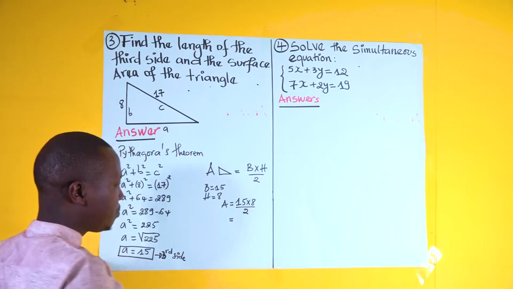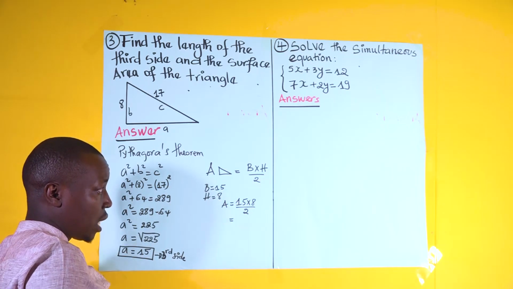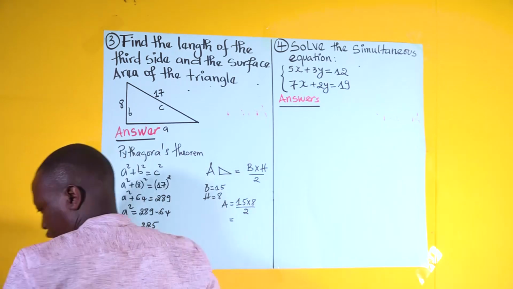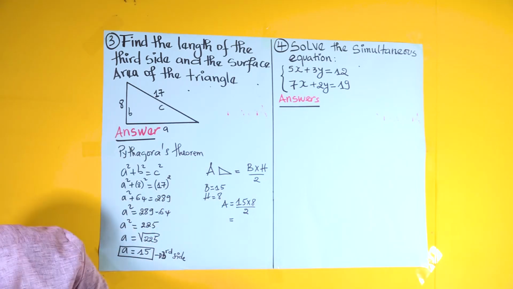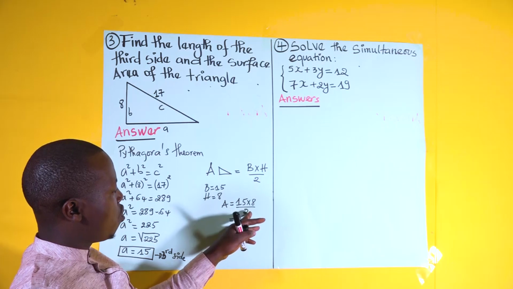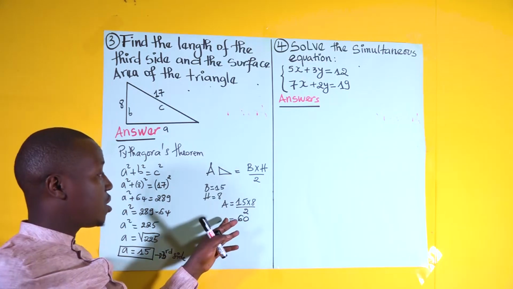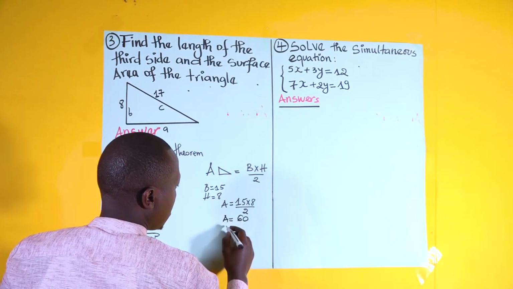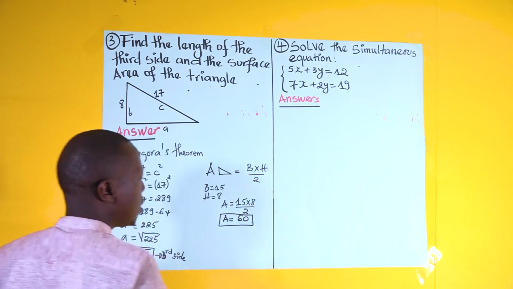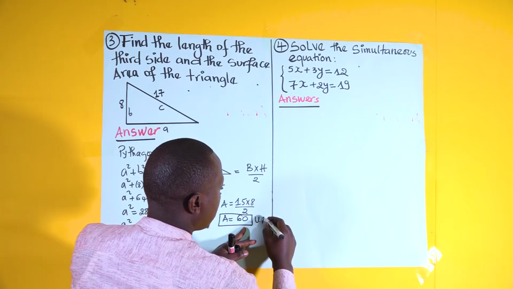So what is the answer here? How much is 15 times 8? Calculate by using the calculator. By using the calculator, this is 60, and it is the area that we are looking for. Then if it is in meters, you put meter squared. If it is decimeter, you put decimeter squared. That's why here it is the unit of area.